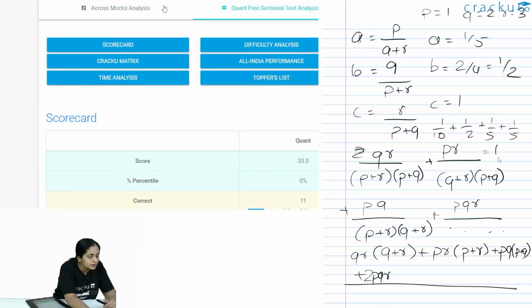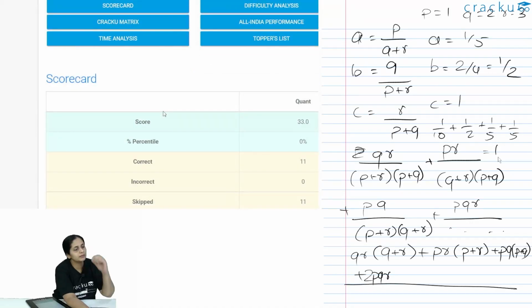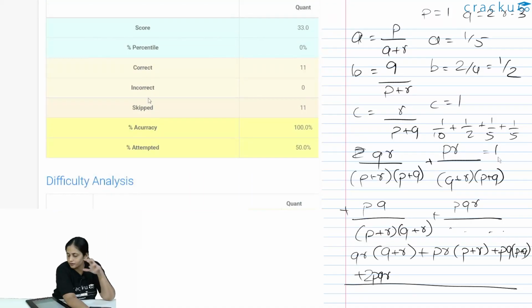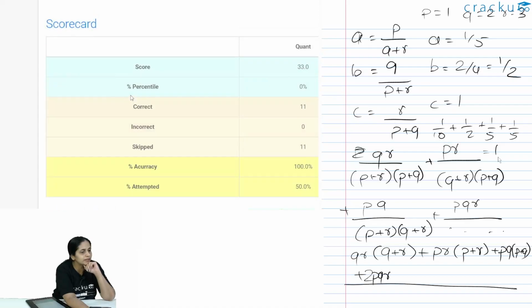How much did I score? Okay, I just attempted 11, which is a very, very poor attempt. I think I left many questions in the middle, so that is where I think I made a mistake. The accuracy is good, but I just needed to have a better attempt. 11 is like a very low attempt on this.